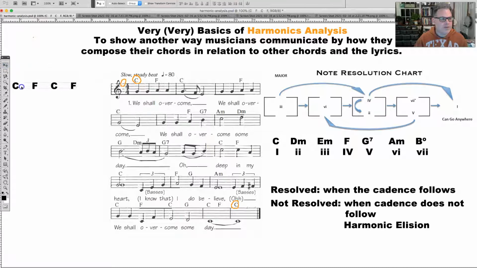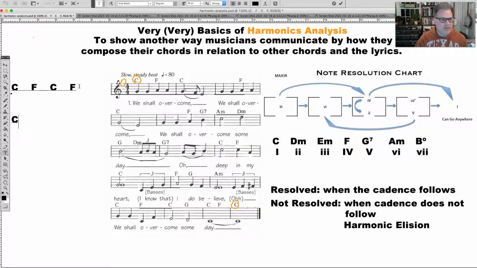Just going to move this down a little closer over here. C, F, C, F. Okay. Now I strongly recommend you do this on paper. It is much easier for me to do on paper. Doing it here on Photoshop is actually quite awkward. And I also recommend you have printed versions of your note resolution chart and the sheet music and the circle of fifths so that you can write on these things.